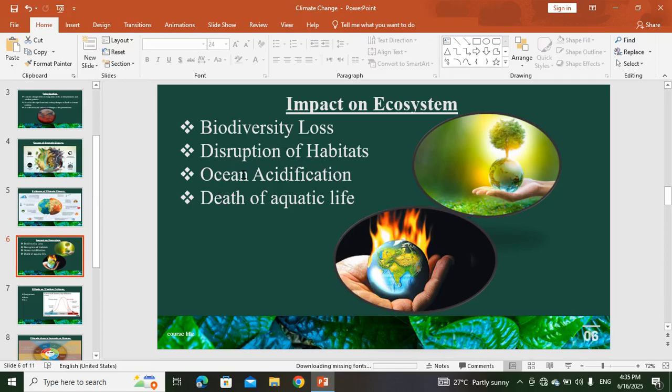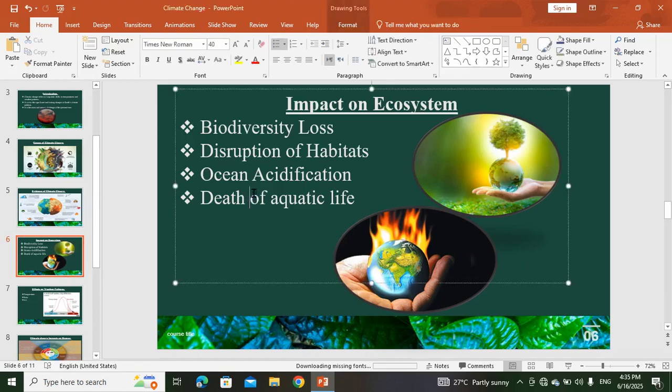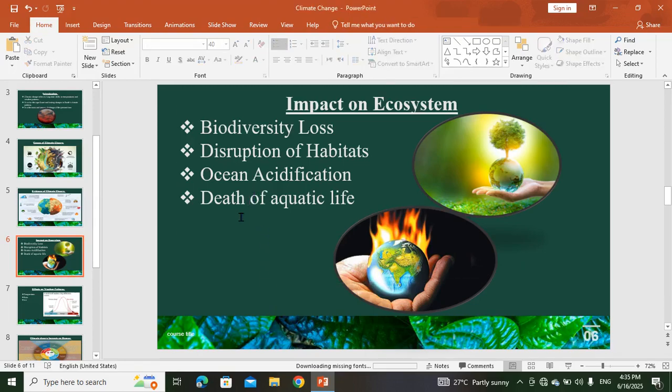And the next is ocean acidification. Due to the addition of industrial poisonous water or polluted water, chemicals are included in the oceans, the acidity of water increases, due to which all living organisms of the oceans will die, and due to the chemicals the aquatic life is all disturbed and dies. These are the impacts of climate change on the ecosystem.